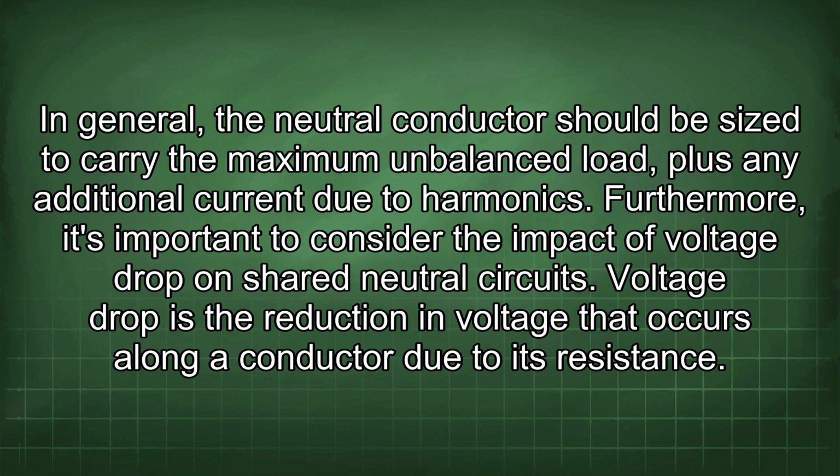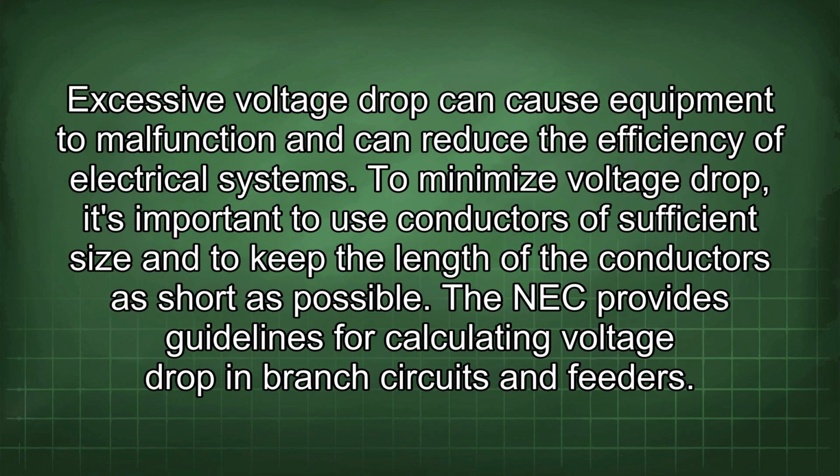Voltage drop is the reduction in voltage that occurs along a conductor due to its resistance. Excessive voltage drop can cause equipment to malfunction and can reduce the efficiency of electrical systems. To minimize voltage drop, it's important to use conductors of sufficient size and to keep the length of the conductors as short as possible. The NEC provides guidelines for calculating voltage drop in branch circuits and feeders.